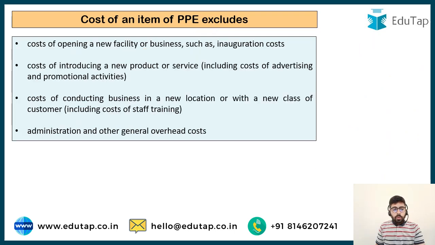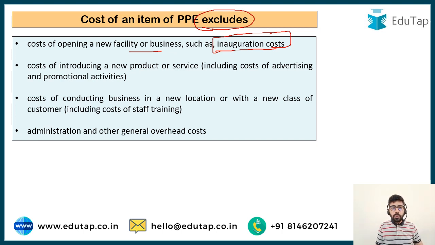Now we have understood what is included in the cost of property, plant, equipment. Now let's also understand what is not included. The cost of the item of property, plant, equipment excludes these things. Cost of opening a new facility or business, the inauguration cost, has to be excluded. So suppose you have set up a new factory and you are having an inauguration party, muhurat party, something like that. Those expenses are not going to be included in the cost of the machinery or factory.